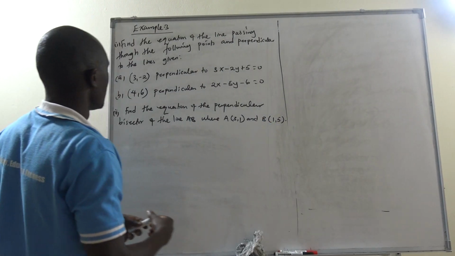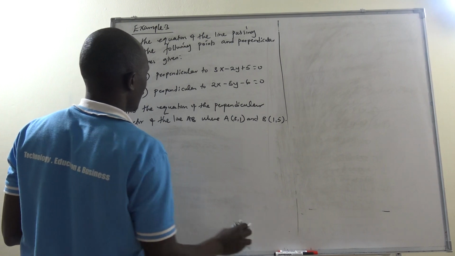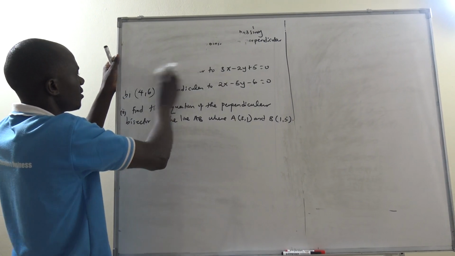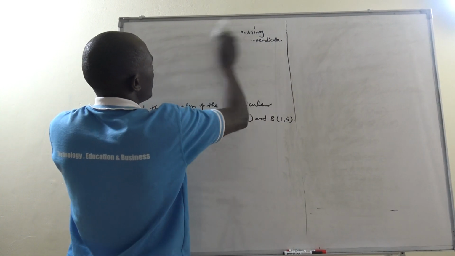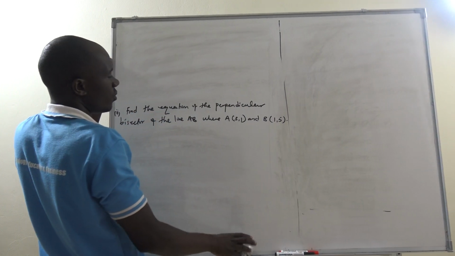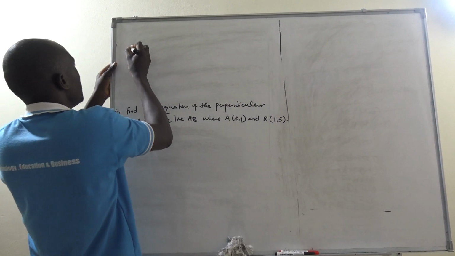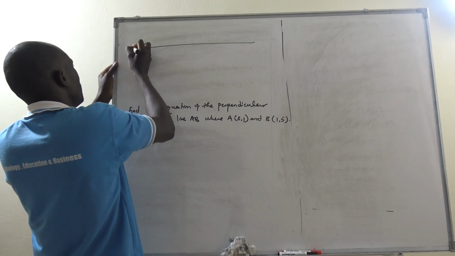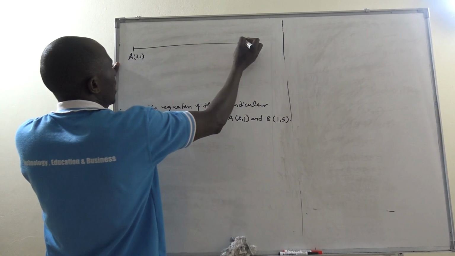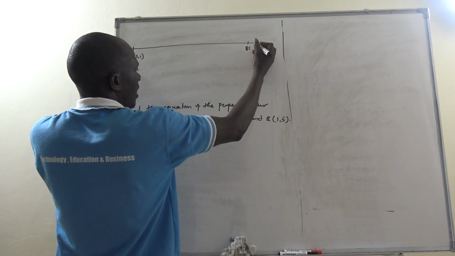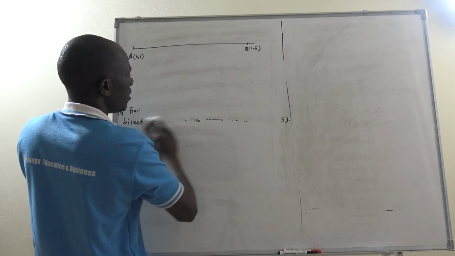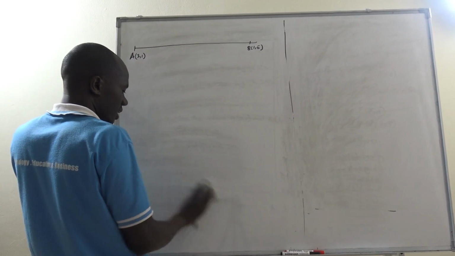Part B goes: find the equation of the perpendicular bisector of the line AB, with A as (3, 1) and B as (1, 5). So how do we get the equation of the perpendicular bisector? The one which is bisecting this line.